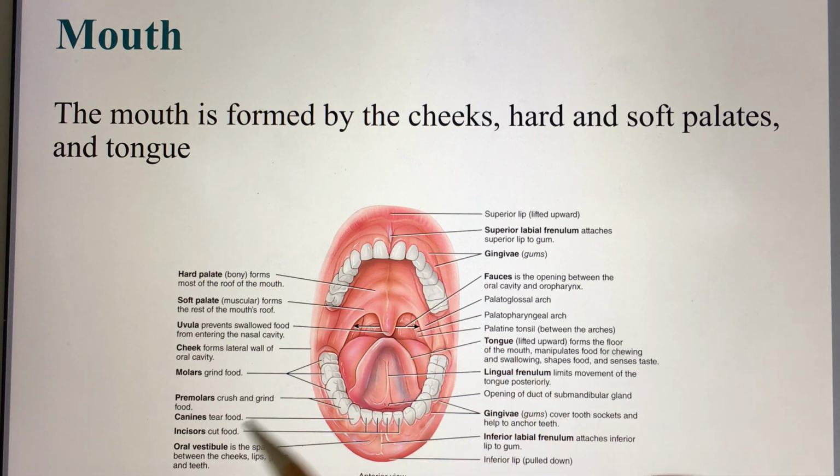The function of the canines is to tear food. The function of the incisors is to cut food. The function of premolars and molars is to grind and crush food.